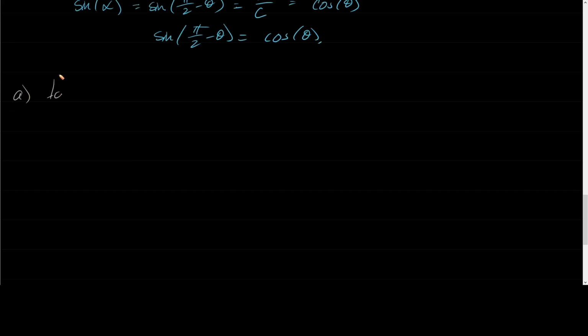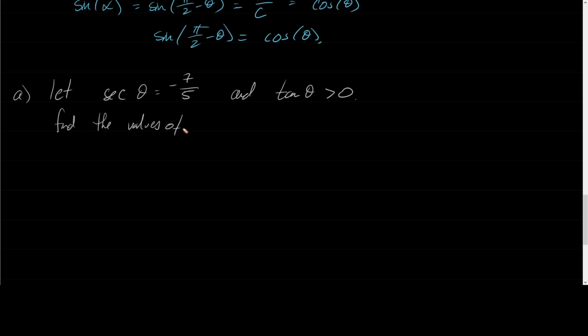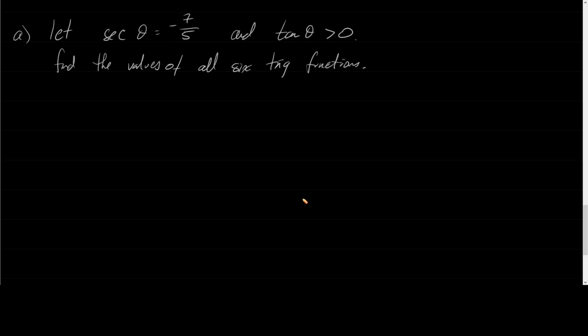Let secant of theta be equal to -7/5, and let tangent of theta be greater than 0. All right. So the question here is: find the values of all 6 trig functions. In order to do this, we need to first recall one thing.